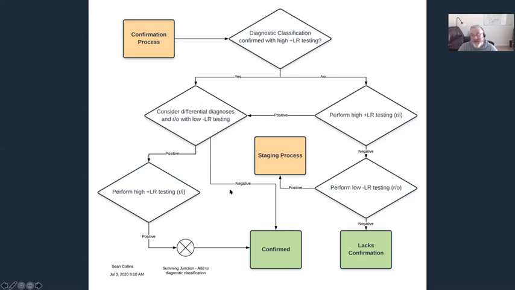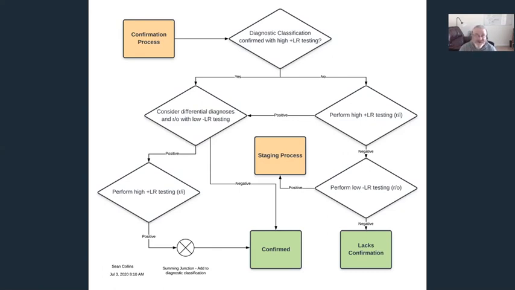Now, there's definitely debate within the physical therapy community about how important this process would be, and whether or not you could essentially skip past this and jump right to treating symptoms and staging.